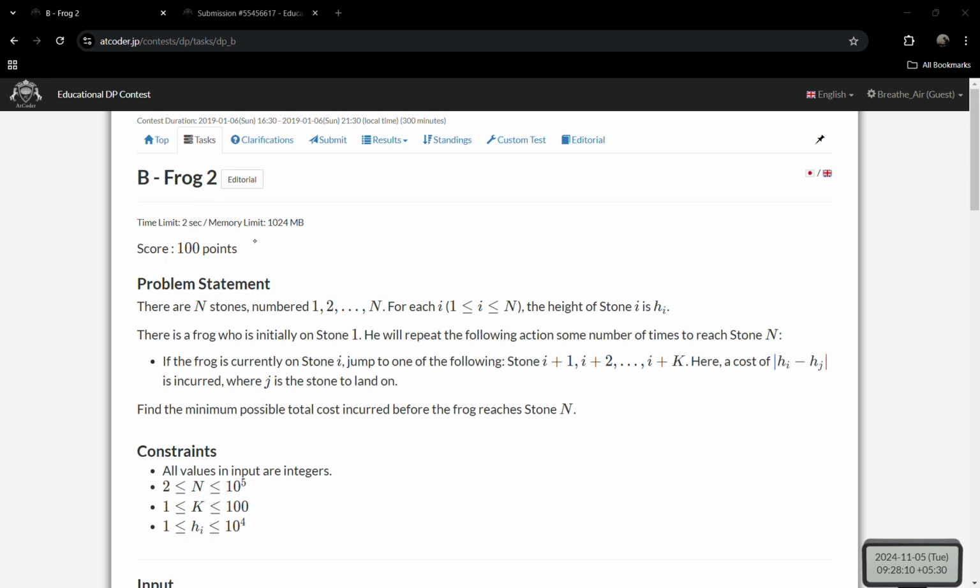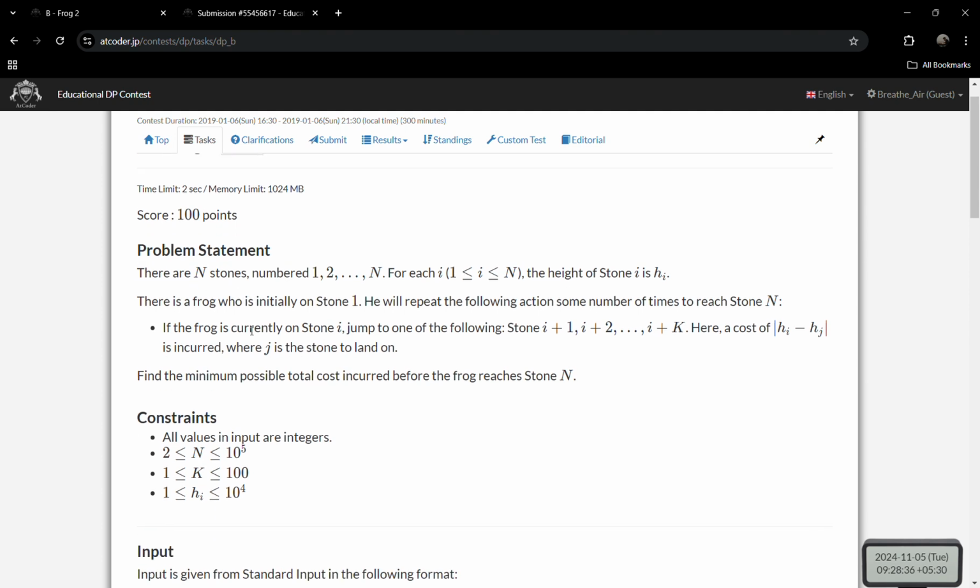Today we are going to take a look at this question called Frog 2 from the AtCoder DP tasks. If you haven't already watched Frog 1, please go and watch that. This is the extension of the Frog 1 problem. So I'll leave you the link to that Frog 1 question video in the description. Make sure to check it out.